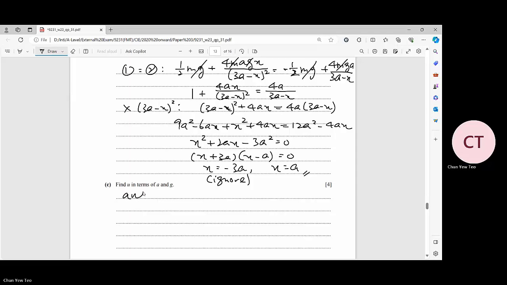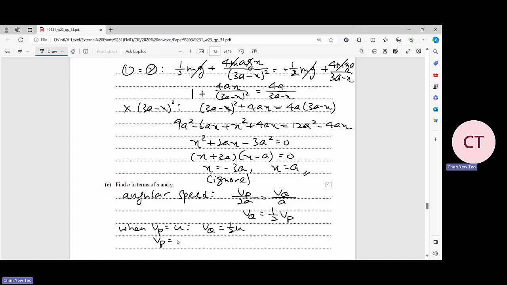Consider the angular speed. So we have VP over, since x is a, it will be 2a, equal to VQ divided by a. Which means that VQ is always half of VP. So when VP equals U, then VQ will equal half U. When VP is equal to two thirds ag, then your VQ will equal one third ag. So this is what we have.